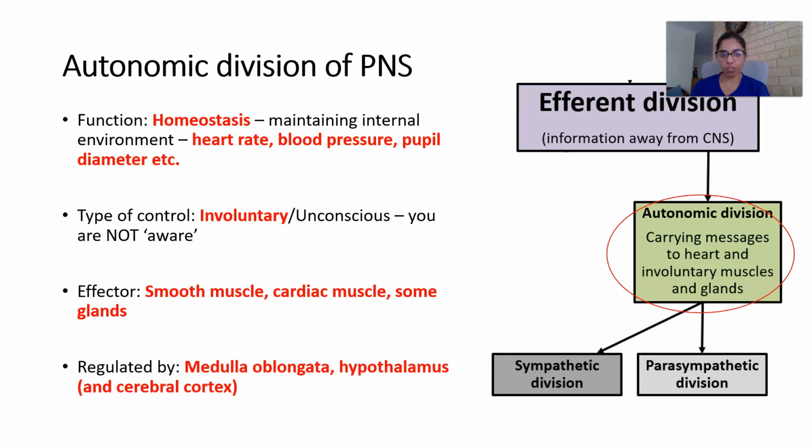Now, what's important to distinguish from the somatic division is that this is not regulated in large part by the cerebral cortex. It's the medulla oblongata and the hypothalamus. There are some functions which are controlled by the cerebral cortex, but we really want to get across the point that this is involuntary and tends to rely on the subconscious divisions of our CNS.